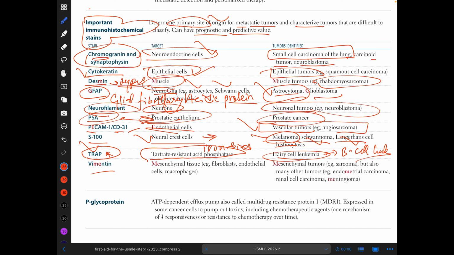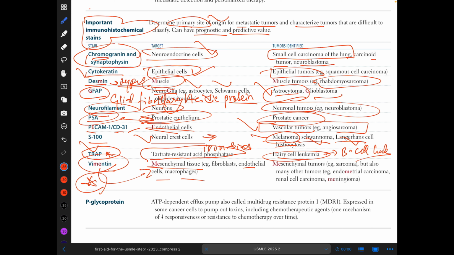One more, Vimentin. Vimentin is a protein that belongs to the intermediate filament family and is primarily found in mesenchymal cells. So it targets mesenchymal tissues like fibroblasts, lymphocytes, macrophages. Any cancer related to mesenchymal tissue, like sarcomas, will be detected by Vimentin.